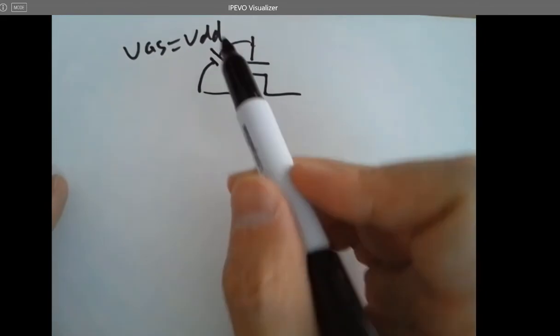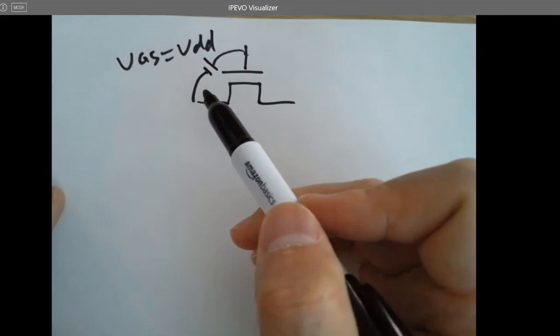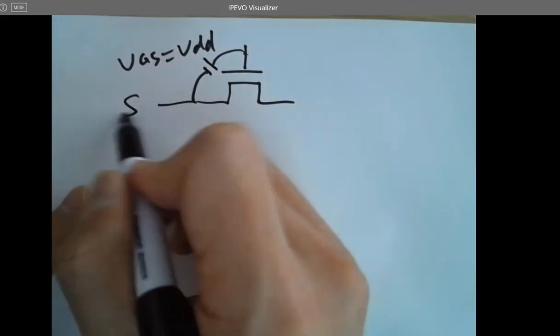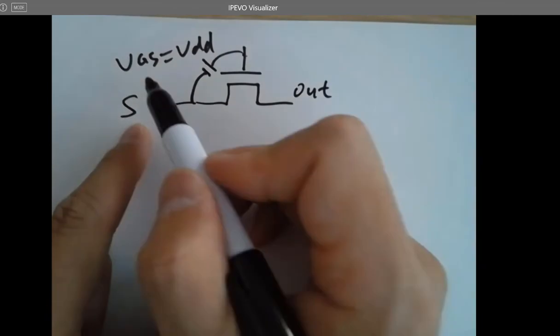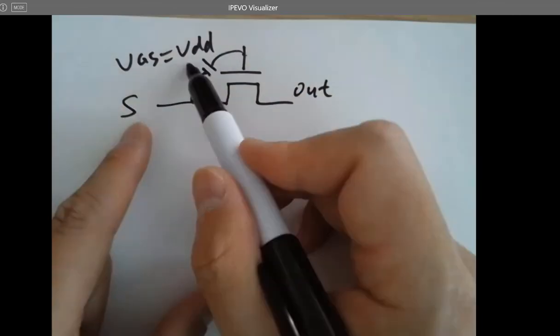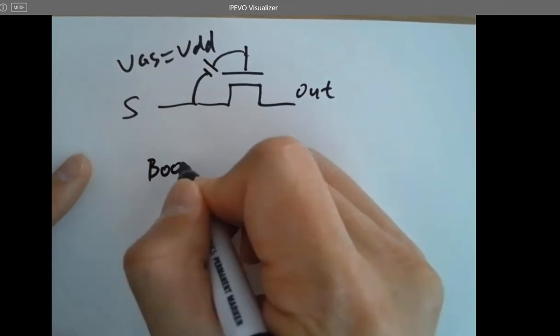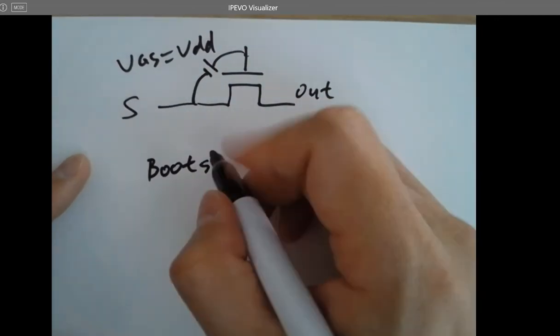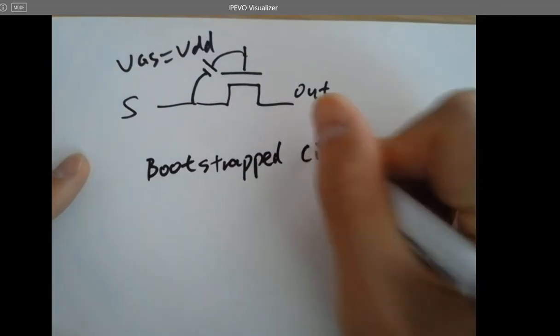How can we create a VDD for VGS for all the, like here's the signal, here's the output. Whatever the signal is, we just want to keep VGS to be a constant. So this is called a bootstrapped circuit.